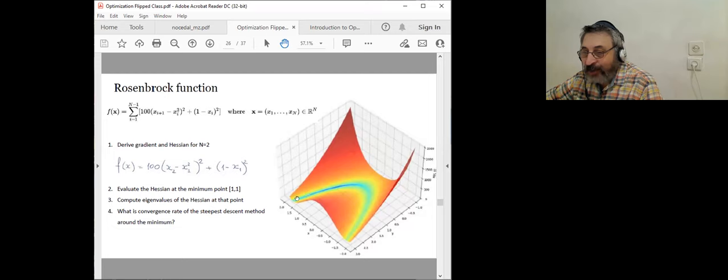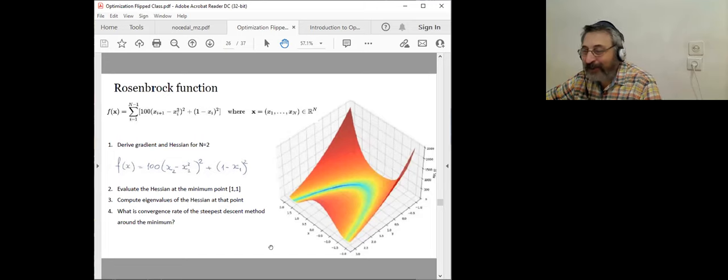And you see that this is a relatively complicated function. It has a narrow valley, in the shape that people call the banana function. So it is rather ill conditioned.